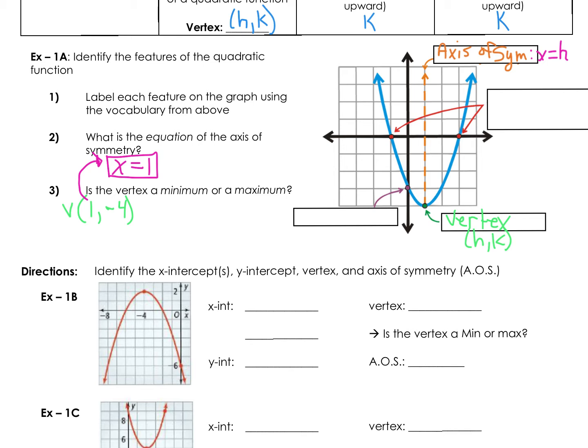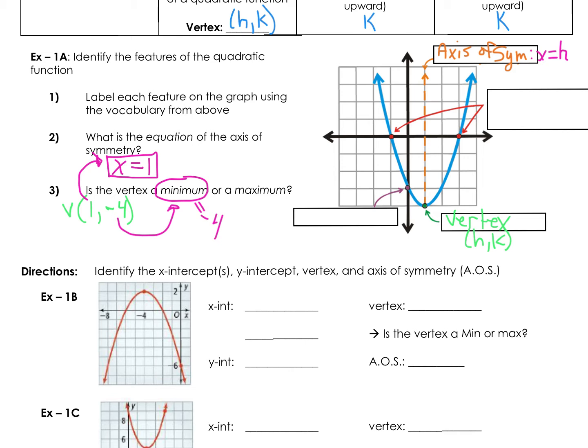And then look at the graph. Is this vertex a maximum or a minimum? Since it's at the bottom, it is a minimum. So you're going to circle minimum. And then this y value gives you that minimum. And so then the minimum equals -4.